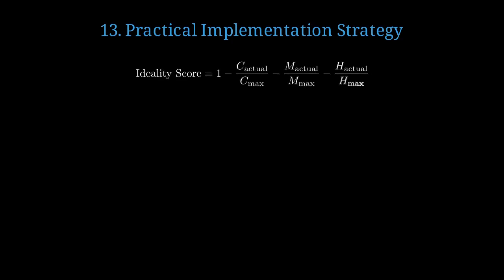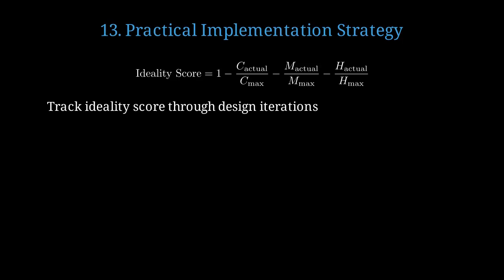Define an ideality score, 1 minus the ratio of actual cost to maximum acceptable cost, minus mass ratio, minus harm ratio. Track the ideality score through design iterations to ensure progress towards the ideal. Target the highest possible ideality score by systematically eliminating or minimizing costs, mass, and harm.